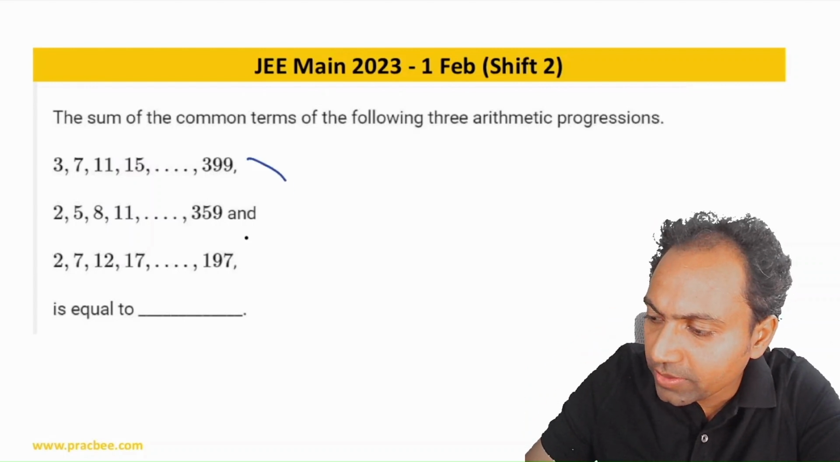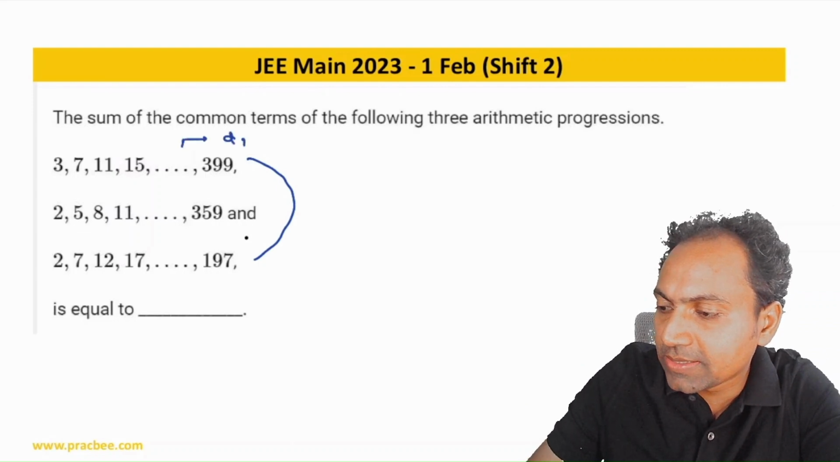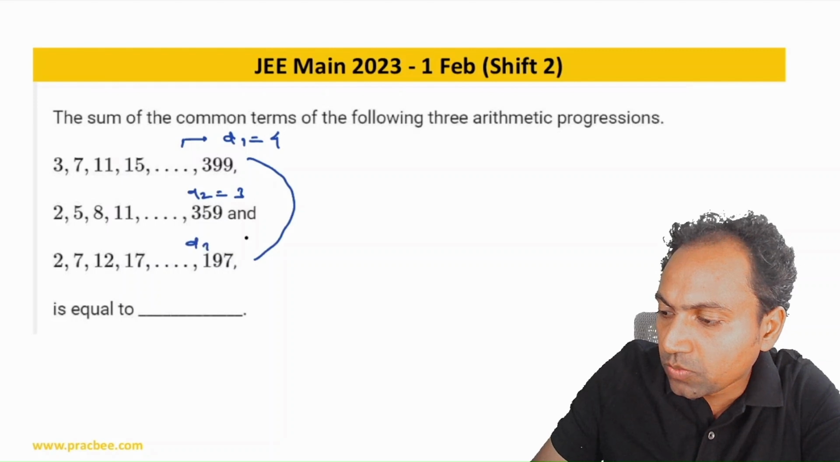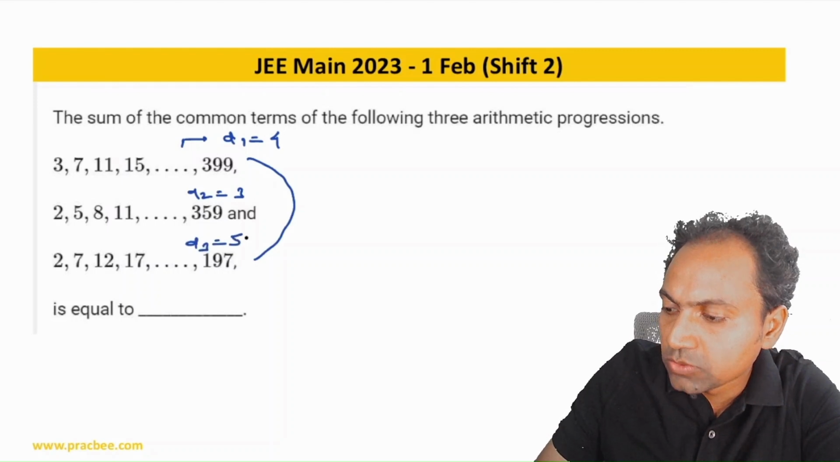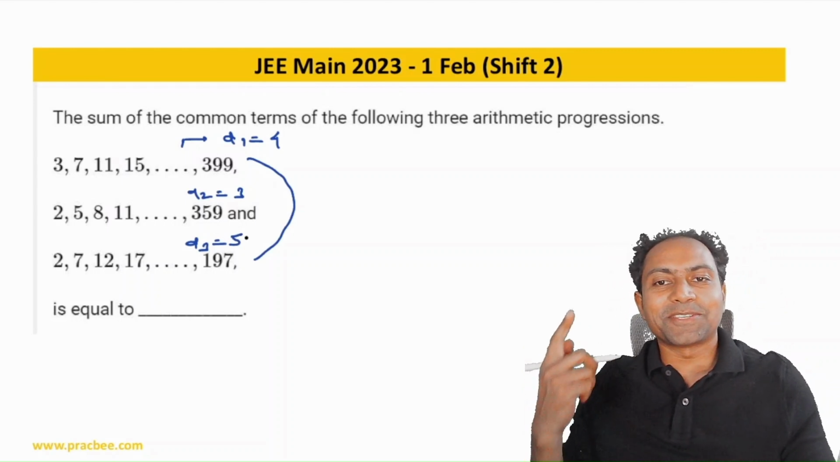First, find the common terms between these two series. Why these two? Because they have the highest common difference. The first one is nothing but 4. The second one is nothing but 3. And the fourth one is nothing but 5. So I'm considering the one with the highest common difference. You will understand in a minute why. What is the logic behind that?